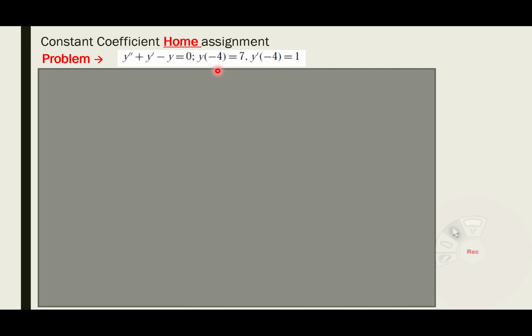Another one for the home assignment, similar to the previous one: y double prime plus y prime minus y equal to 0. And it is an initial value problem, so you can find C1 and C2. y of minus 4 equal to 7, y prime of minus 4 equal to 1. You can solve this and find C1 and C2 and find the general solution.